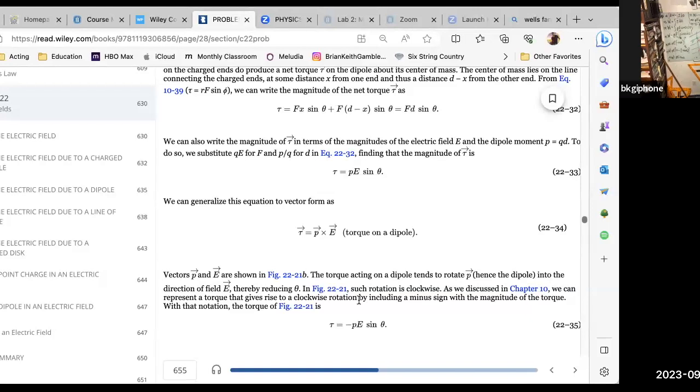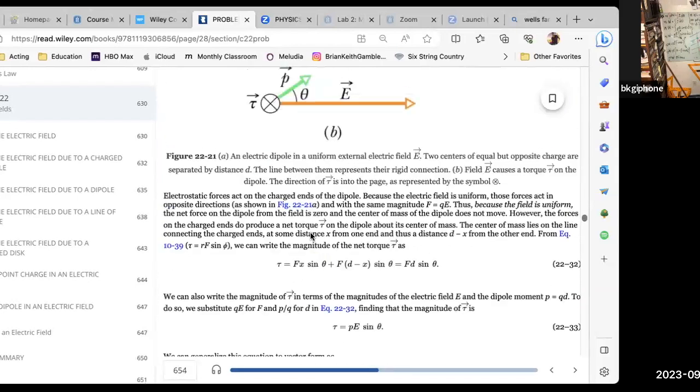They say vectors P and E are shown, and the torque acting on a dipole tends to rotate the dipole into the direction of the field, thereby reducing theta. In figure 22.21, such rotation is clockwise. In our case, it would have been counterclockwise in my example. As we discussed in chapter 10, we can represent a torque that gives rise to a clockwise rotation by including a minus sign for the magnitude of the torque. Let's go back and look at that picture.